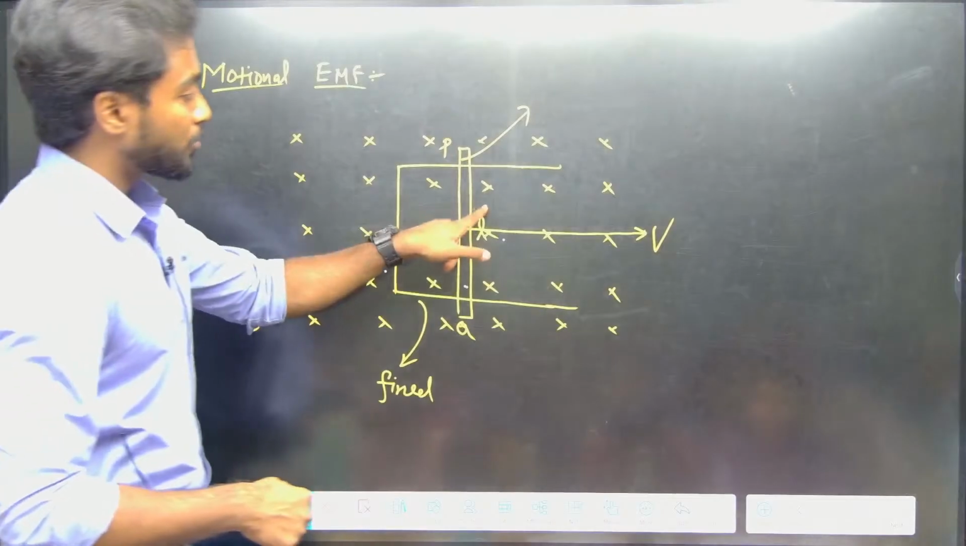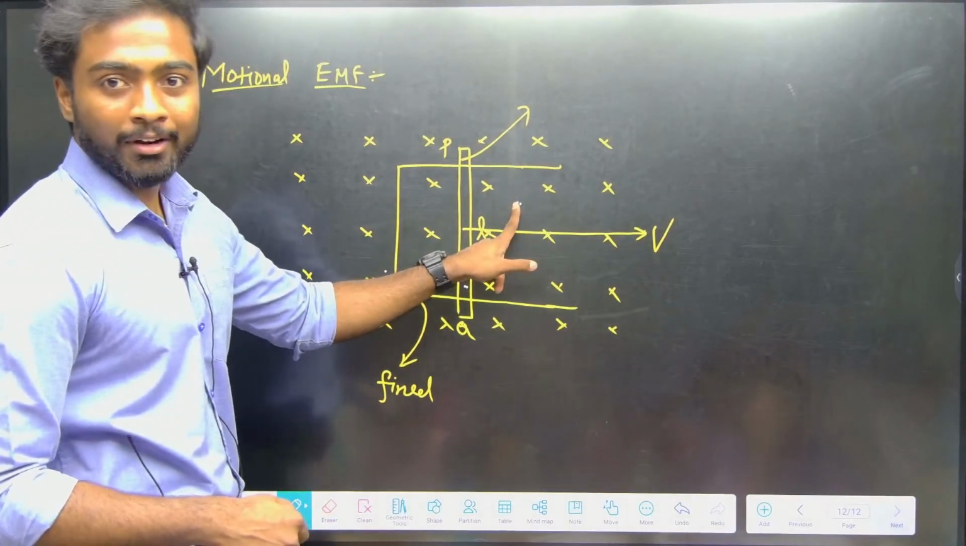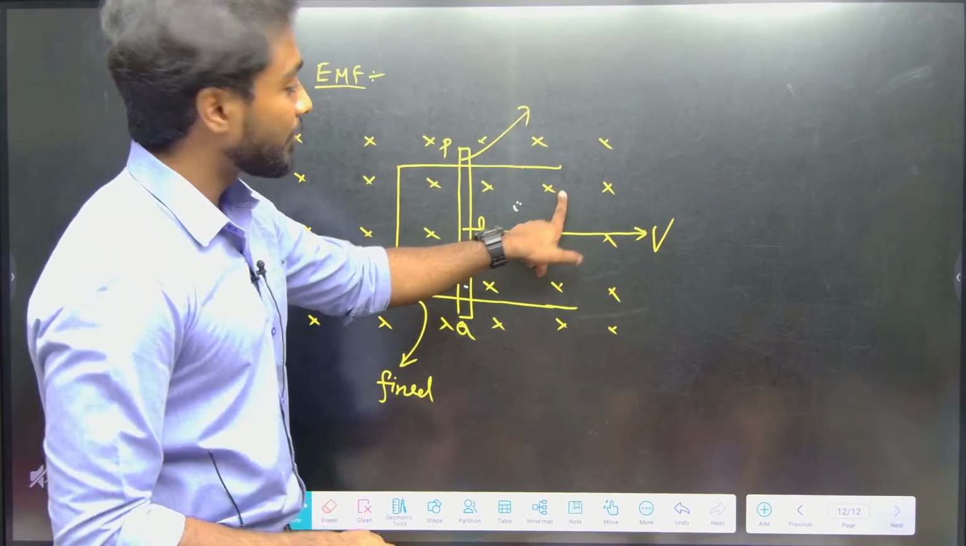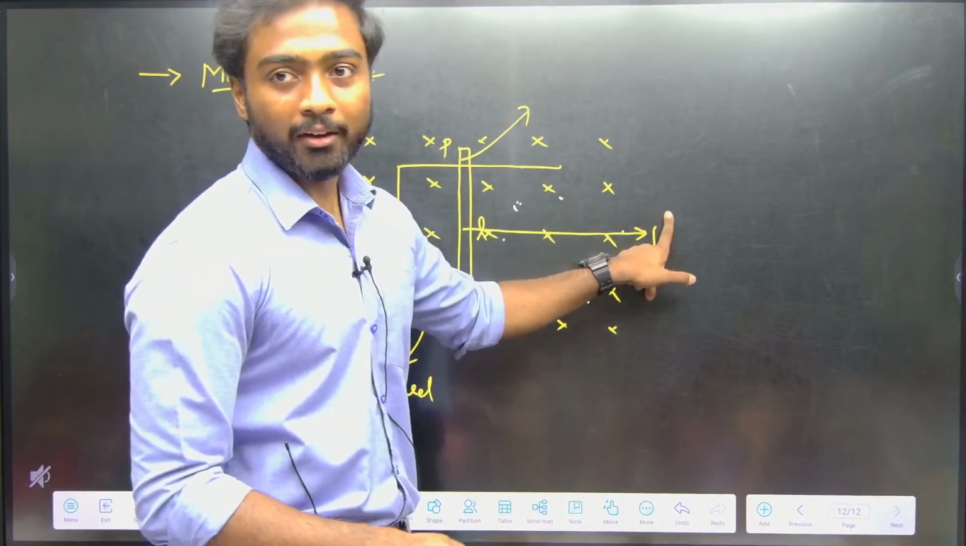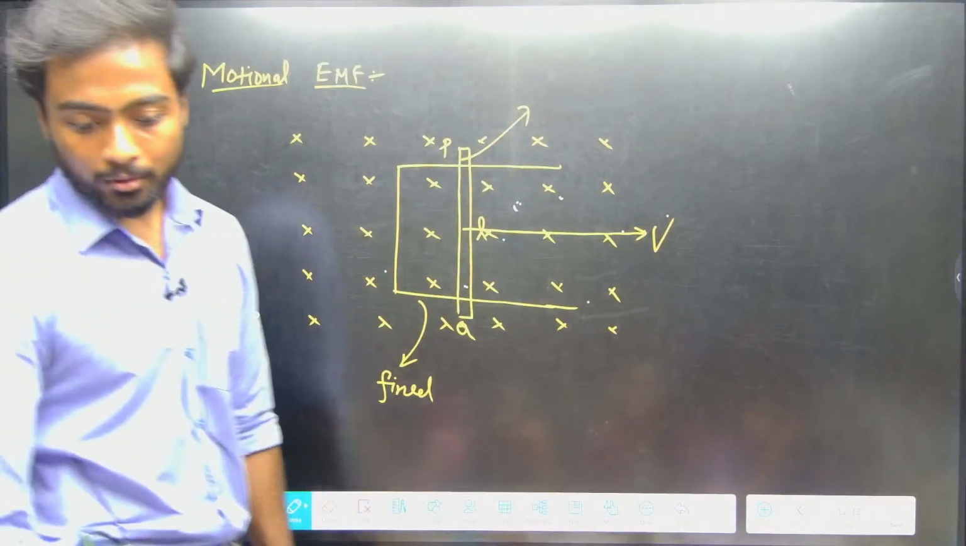So if I take the first point, it is cutting this line. If I come in between, there are no field lines passing, which means 0. Again field lines are passing, so it will cut the field lines. Again 0. Again it will cut. Again 0. So it keeps on changing, right? So what is the point I have told?